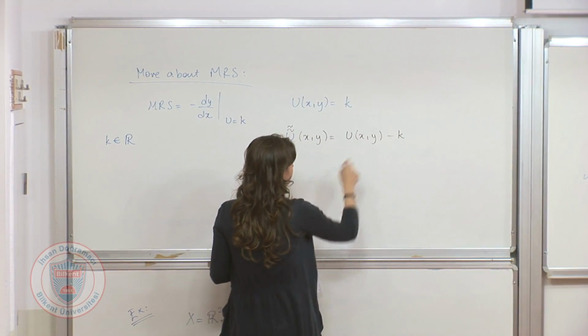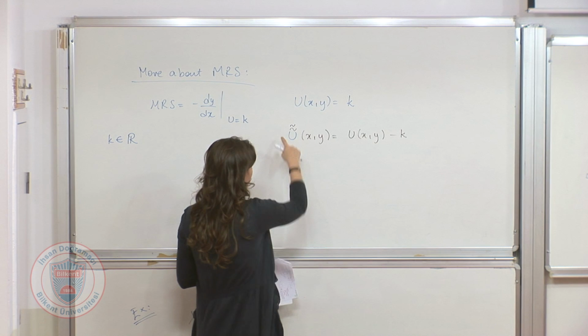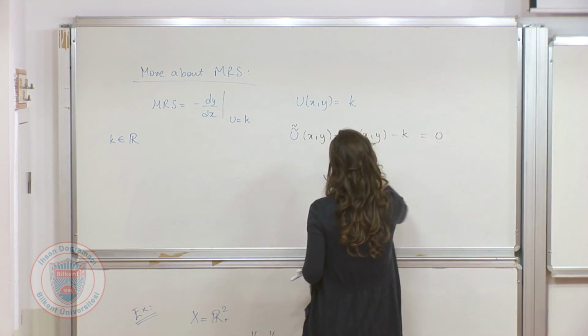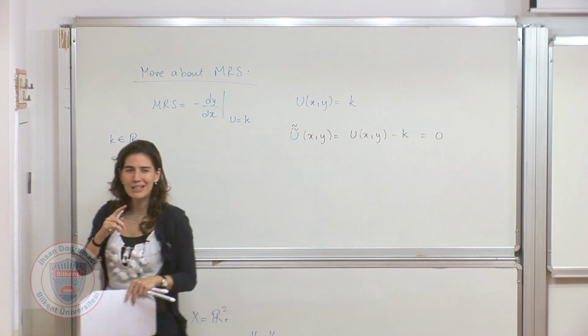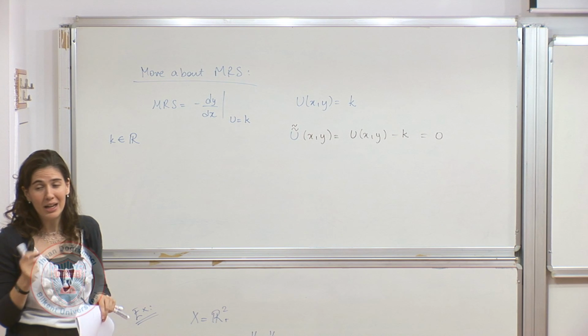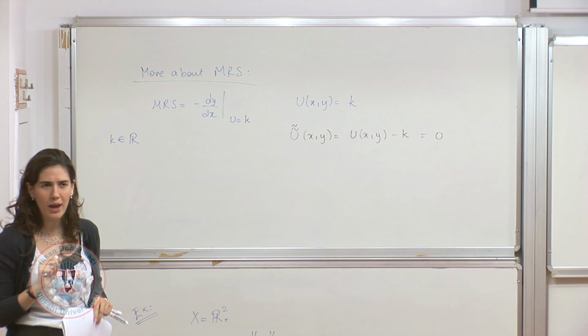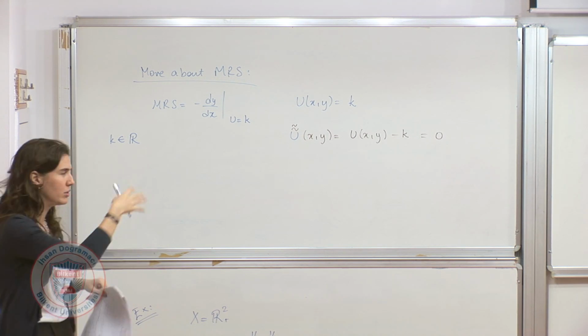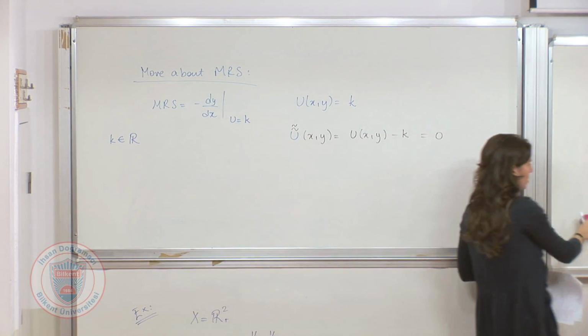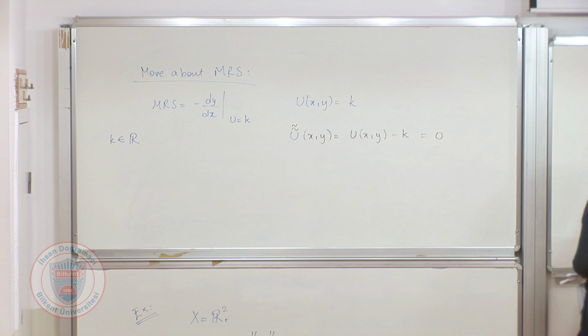Now I call this u double tilde, and it's equal to 0. The reason why I made this is that we would like to use a theorem, and the theorem works with 0. So that's why we took the positive monotone transformation, but you didn't have to. It could also work in the previous way as well.